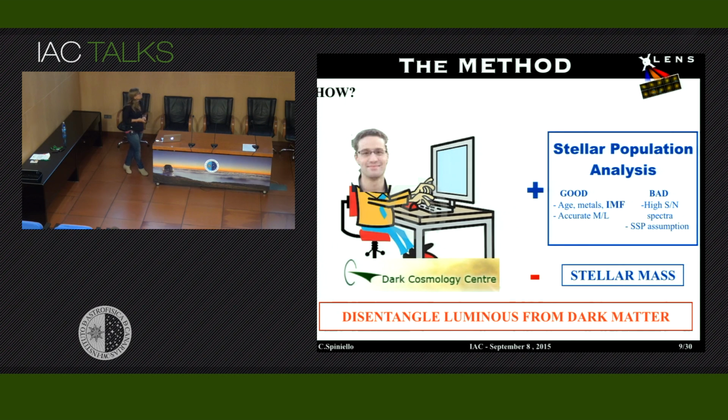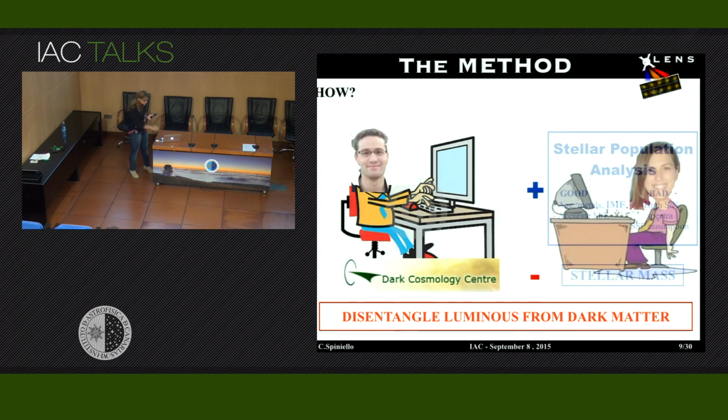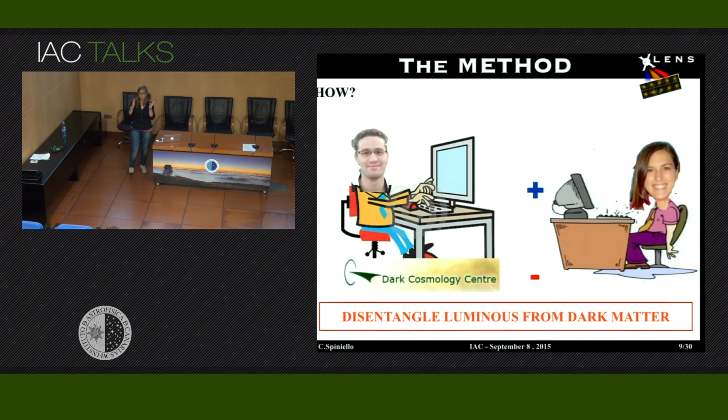The important thing is that we do it completely blindly. So Matteo Barnabé at the Dark Cosmology Centre takes care of all the strong lensing aspects and stellar dynamics analysis, and we do not talk. I take care of the other part, the stellar population analysis part, and we do not talk until we reach results, and then we compare the results. In this way, we can check for systematics of the two single techniques, and we can be sure that we're not biased one with the other. You know, Matteo's not getting the result I'm asking him to get, and vice versa.